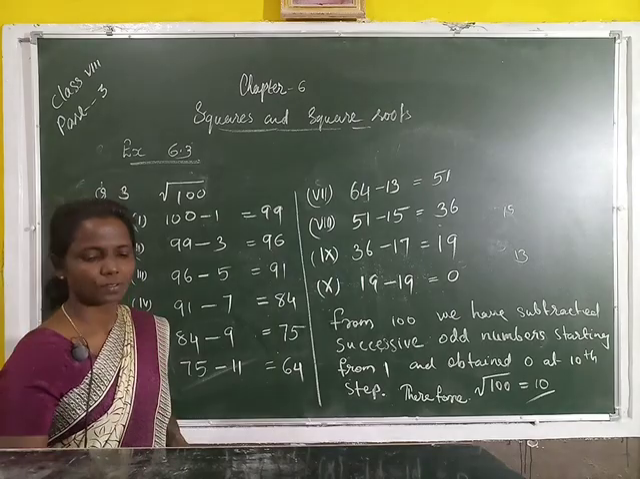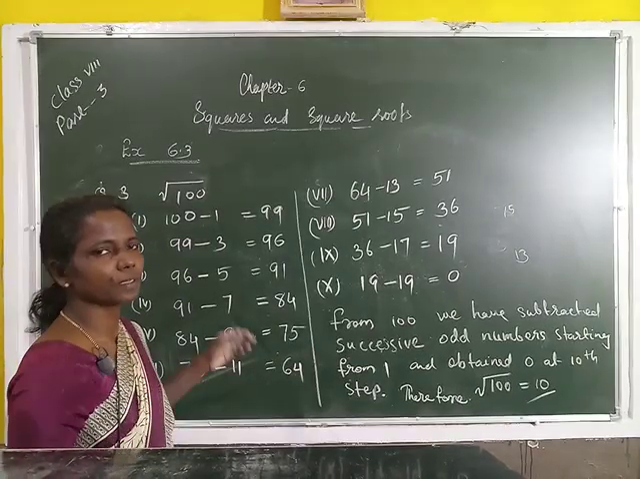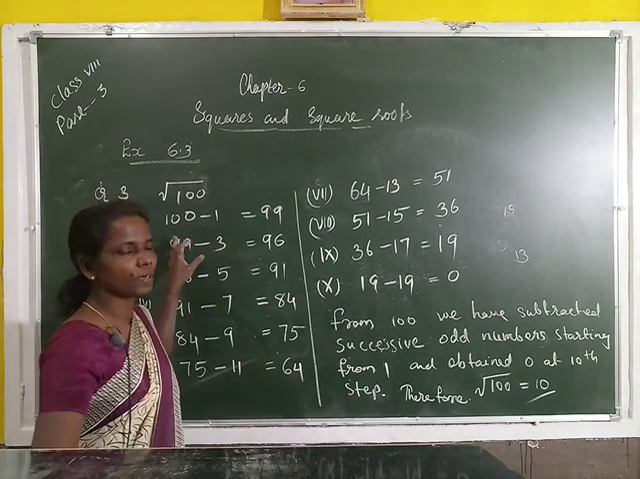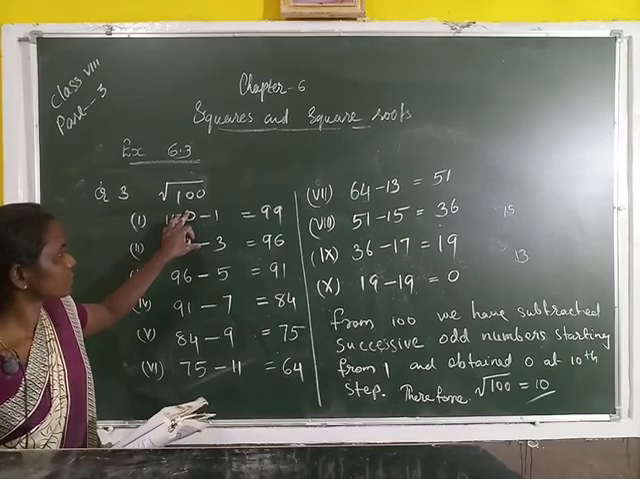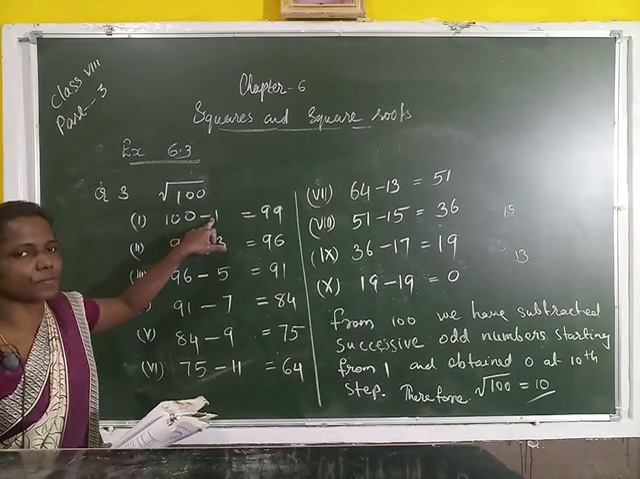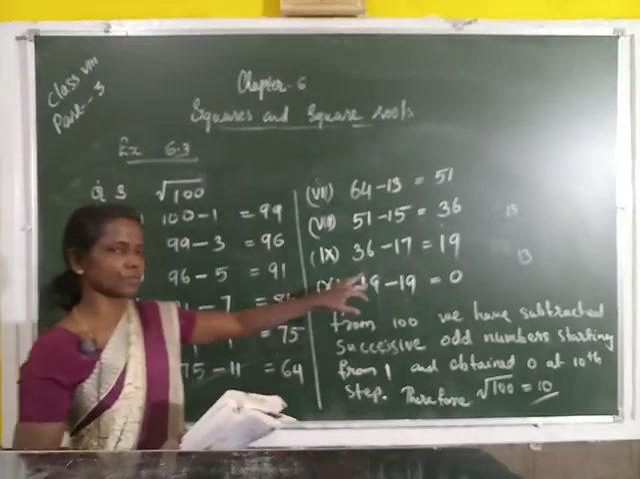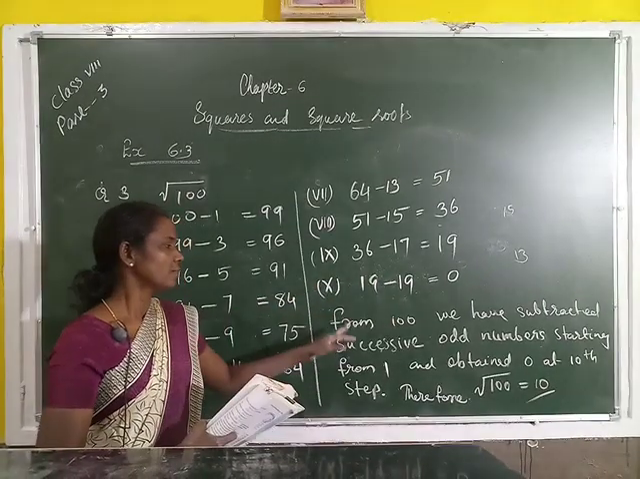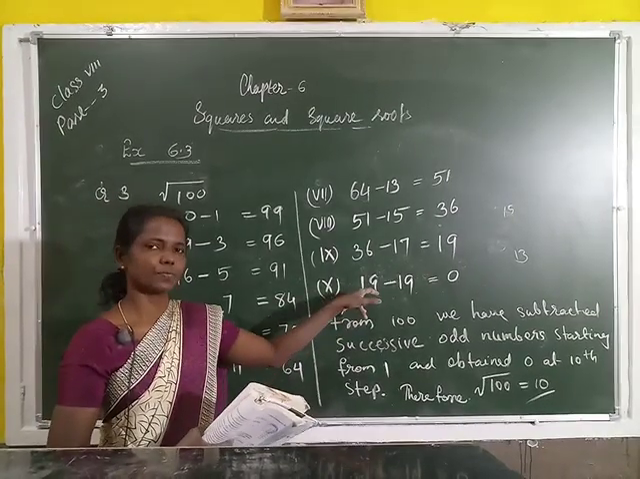Then next, one more question, find its answer yourself. Which number is that? 169. You subtract starting from 1, and in which step do you get 0? Then you write: root of 169 is equal to the number of steps.